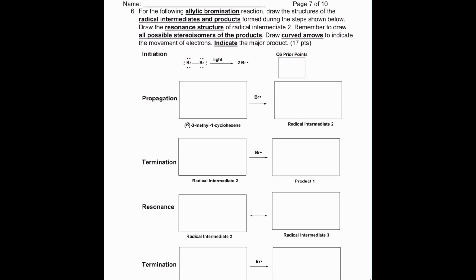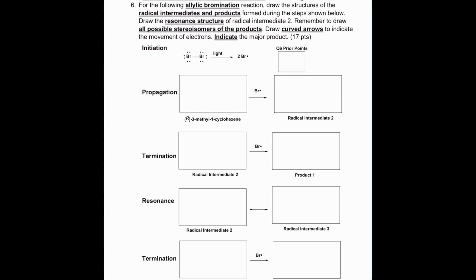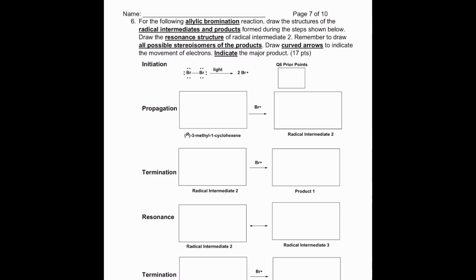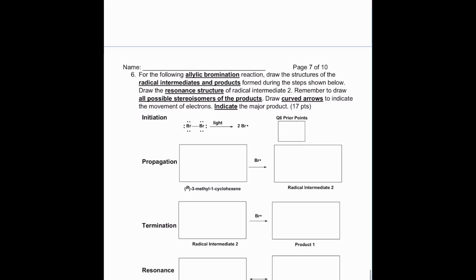So number 6: for the following allylic bromination reaction, draw the structures of the radical intermediates and products formed during the steps shown below. Draw the resonance structure of radical intermediate 2. Remember to draw all possible stereoisomers of the products. Draw curved arrows to indicate the movement of electrons. Indicate the major products.